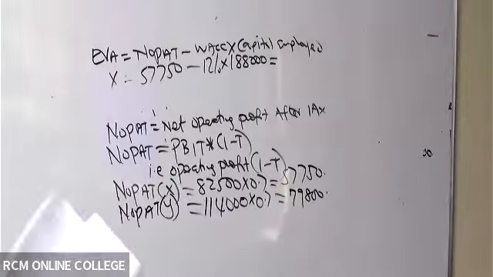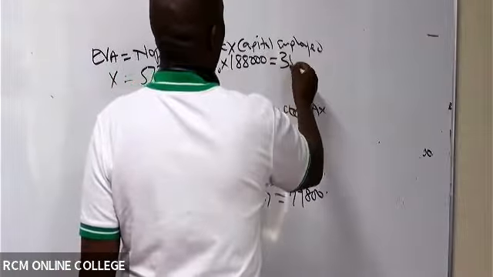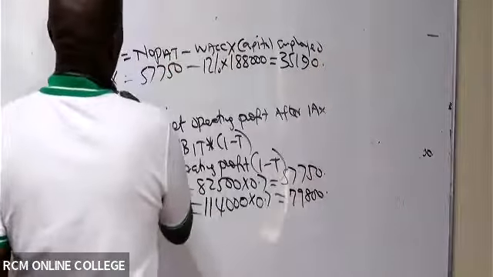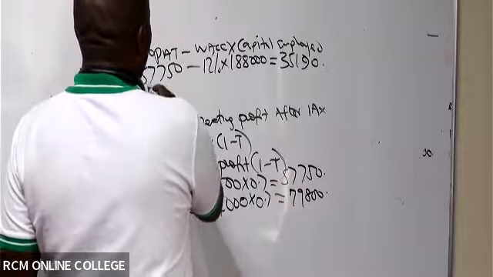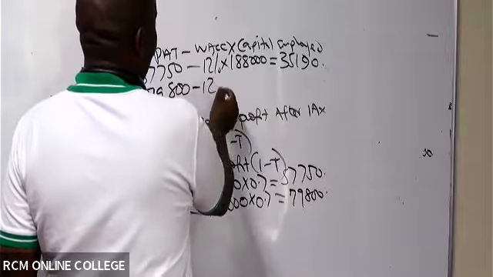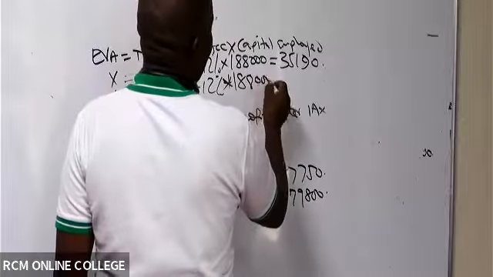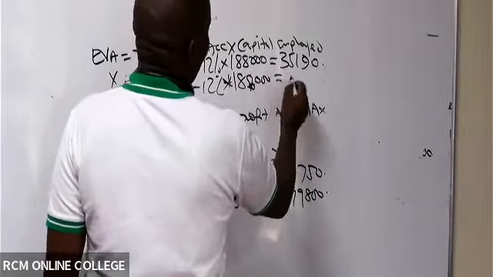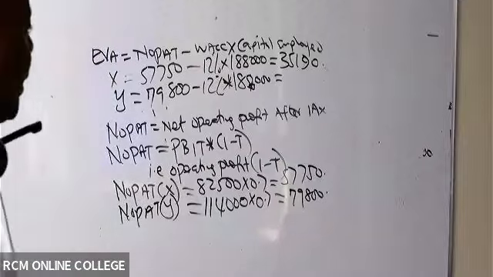So are you able to give us an answer for EVA for X? It can't be that big. It has to be smaller than 50. I'm being given a figure of $35,190. And then you go to Y. For Y, I can see NOPAT is 79,800 minus 12% of the capital employed, which was 188,000. I'm being given a figure of 57,240.